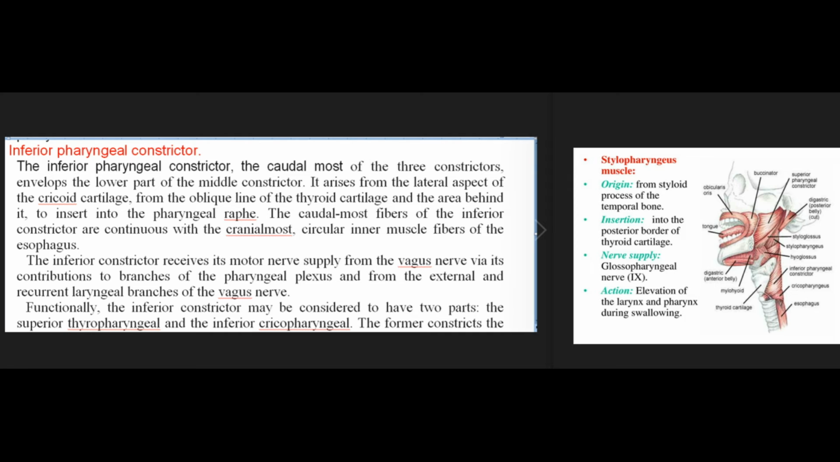Inferior pharyngeal constrictor. The inferior pharyngeal constrictor, the caudal most of the 3 constrictors, envelopes the lower part of the middle constrictor. It arises from the lateral aspect of the cricoid cartilage, from the oblique line of the thyroid cartilage and the area behind it, to insert into the pharyngeal raphe. The caudal-most fibers of the inferior constrictor are continuous with the cranial-most, circular inner muscle fibers of the esophagus.